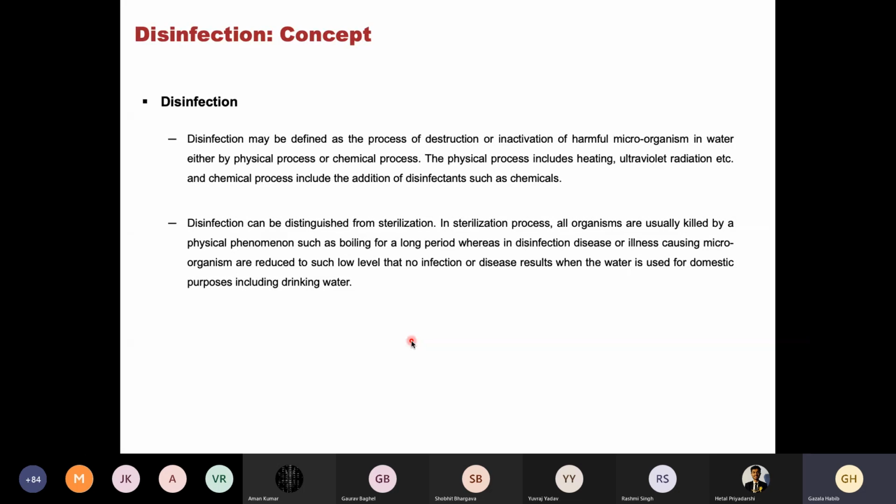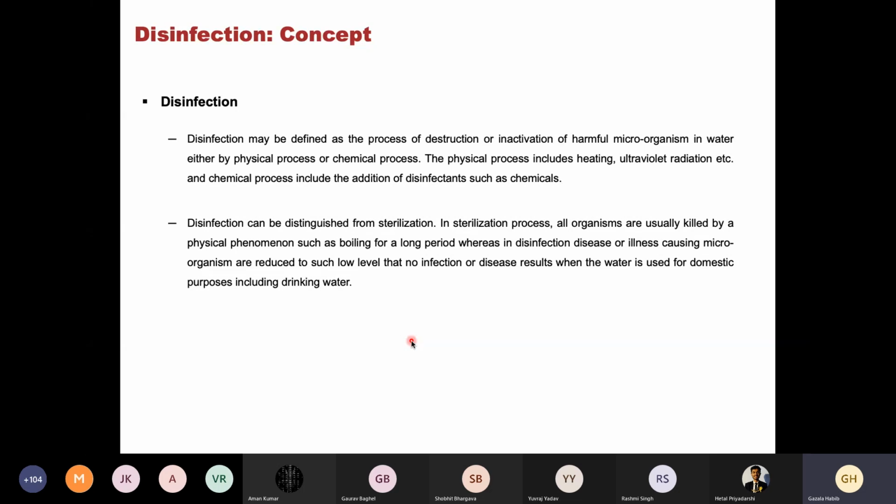Disinfection is the process in which we try to kill the bacteria either by a physical process or by a chemical process. Physical process means heating the water or boiling it for a long time, which is also known as sterilizing the water. The other, chemical processes kill the bacteria using chemicals like chlorine. So these processes we will learn.